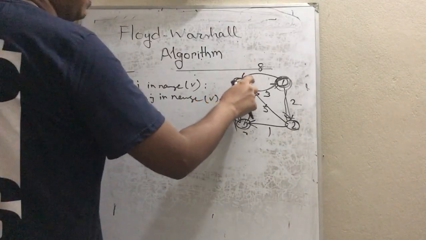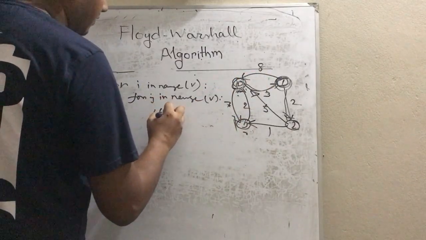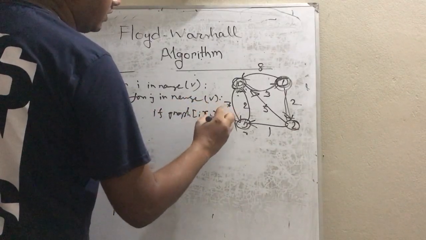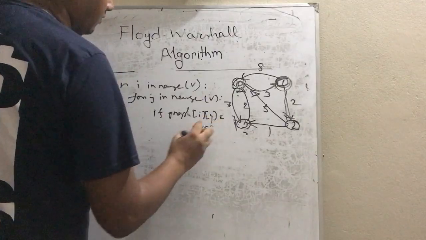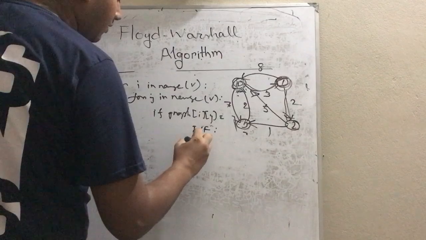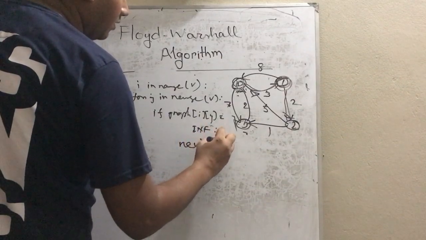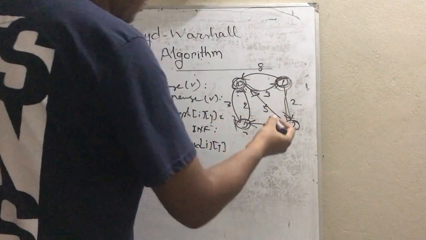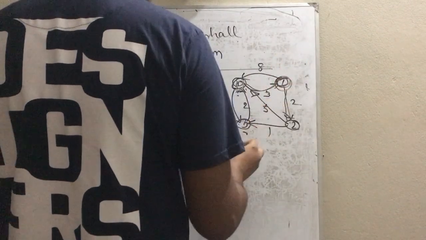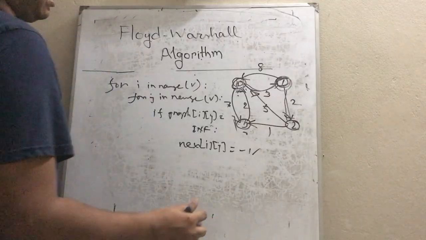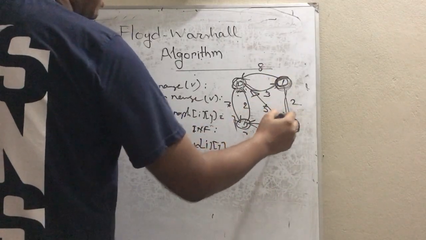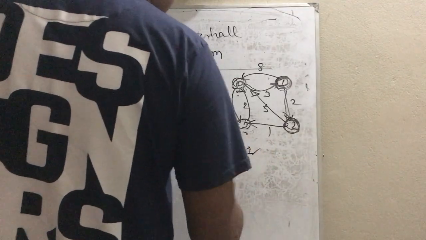Initially, there is no path between i to j. So if graph i to j equal infinite, it remains as -1. Initially we think it is -1 because there is no negative weight. We initially think next equal -1. Is there any vertex with identity -1? No, there is no vertex called -1. So next i j equal -1.